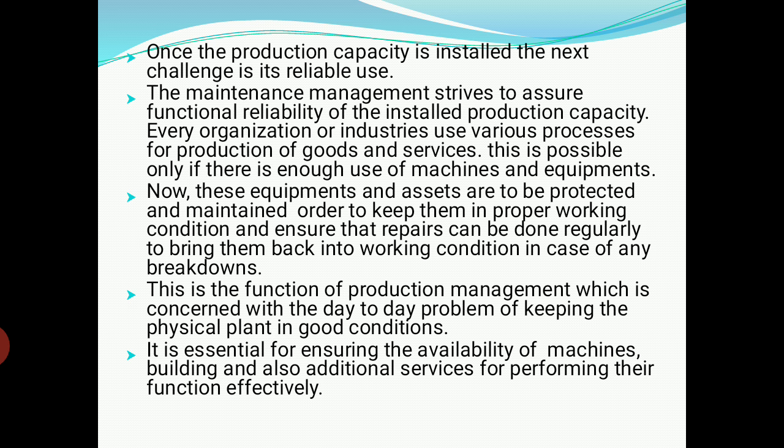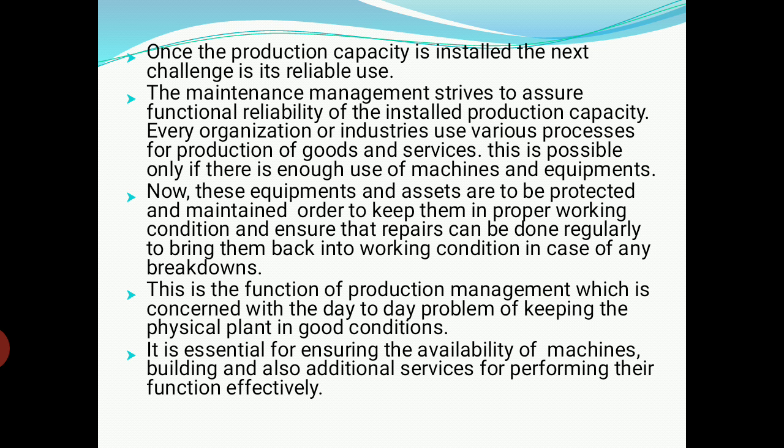Every organization or industry uses various types of processes for production of goods and services. We know this. This is possible only if there is enough use of machines and equipments properly. Unless we use the machines and equipments properly, and they are maintained and in good working condition, or if there is no proper care for wear and tear, then they will not give us the complete output. Now these equipments and assets are to be protected and maintained, as I told you, right? So that they can be used in proper working condition, and repair has to be ensured on a regular basis, so that the working condition can be managed and the breakdowns can be minimized.